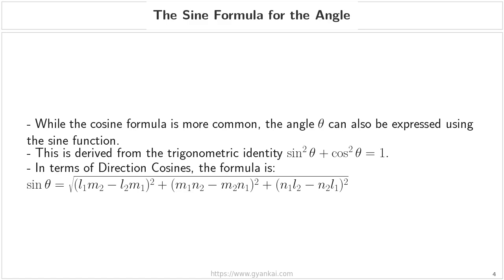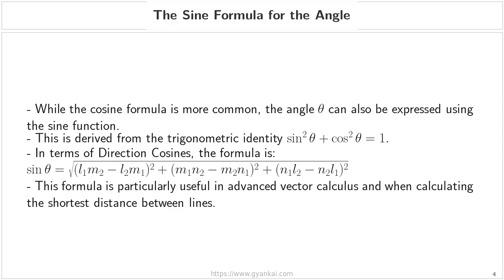Sine theta equals the square root of the quantity L sub 1, M sub 2 minus L sub 2, M sub 1 squared plus the quantity M sub 1, N sub 2 minus M sub 2, N sub 1 squared plus the quantity N sub 1, L sub 2 minus N sub 2, L sub 1 squared. I know, it looks quite intimidating. However, don't let the complexity scare you. This specific formula is particularly useful when you move into advanced topics like vector calculus, or when you are performing more complex calculations, such as finding the shortest distance between two lines.